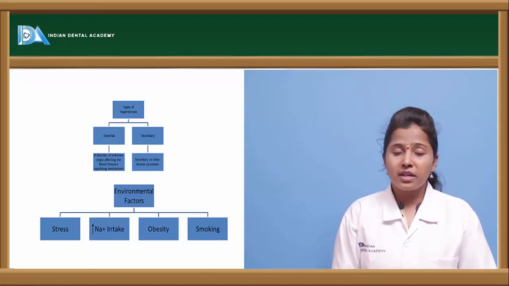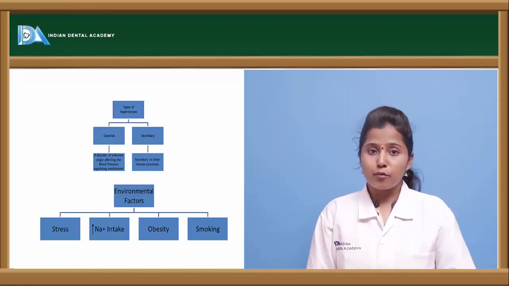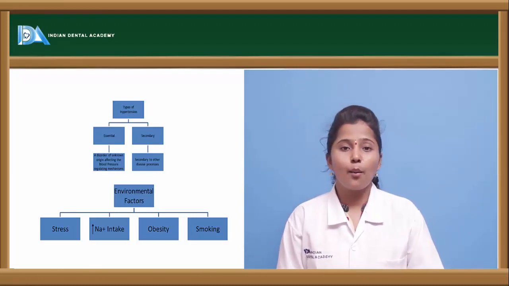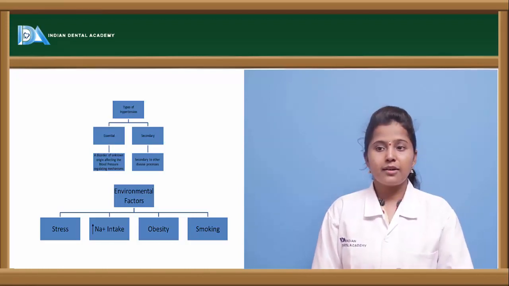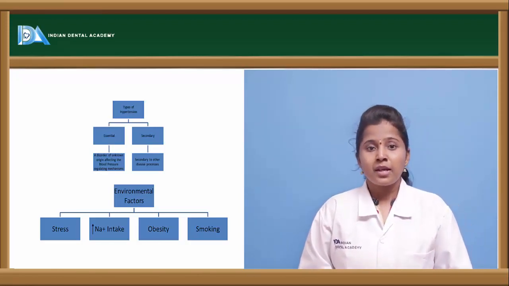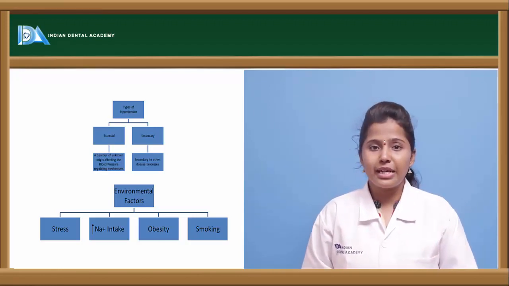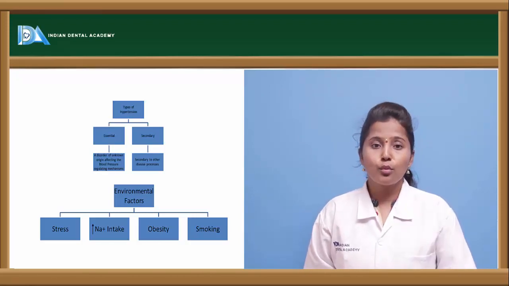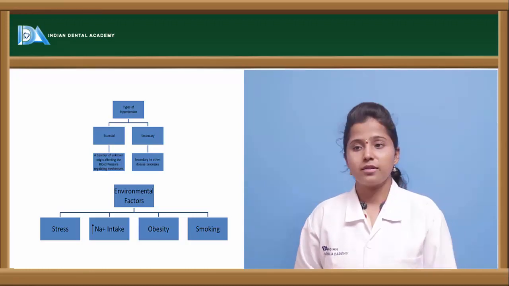And there are a few environmental factors which cause hypertension, like stress. If a person has more stress, then there will be an increase in the blood pressure. And sodium intake. If a person is taking more sodium into the body, then definitely hypertension occurs. And the other one is obesity. We have to be very careful about our weight. If a person is overweight or obese, then definitely the person is prone to more cardiovascular disorders. And smoking. Lifestyle has to be changed.